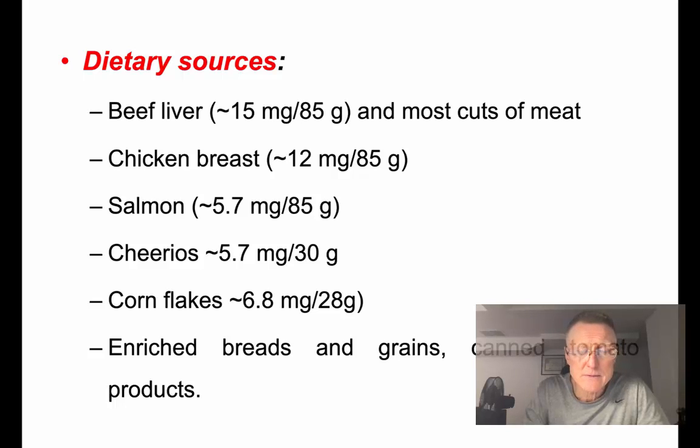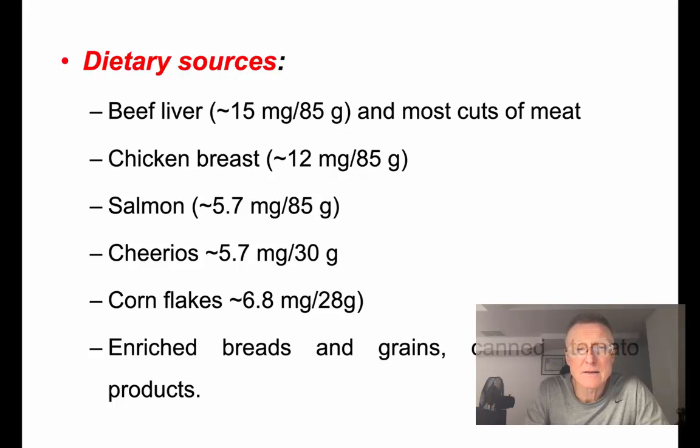So Cheerios, you get approximately 5.7 milligrams in 30 grams of Cheerios. Cornflakes, 6.8 in 28 grams. So you can see it's enriched. With relatively small portions of these foods, you can also get almost all you need in a day. You also have it in enriched breads and grains, and canned tomato products. So not hard to get.